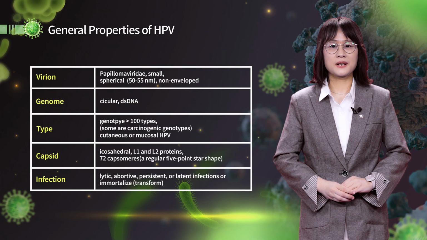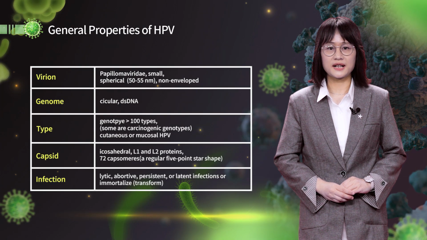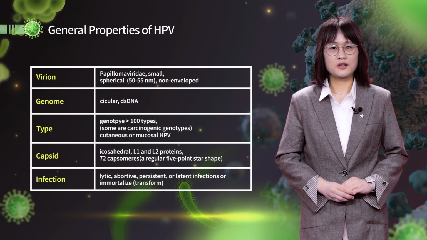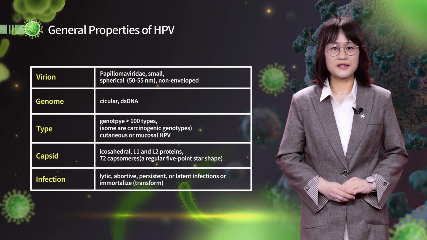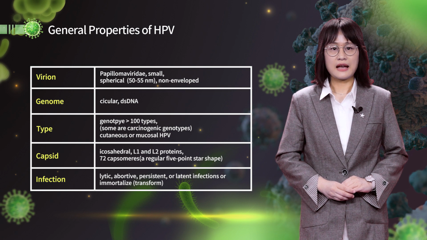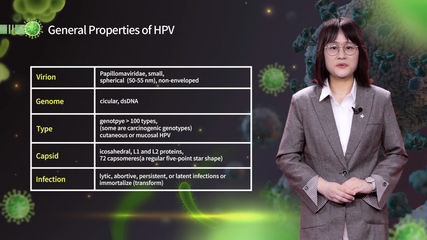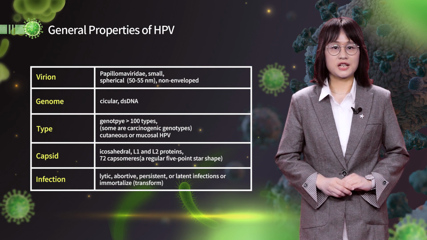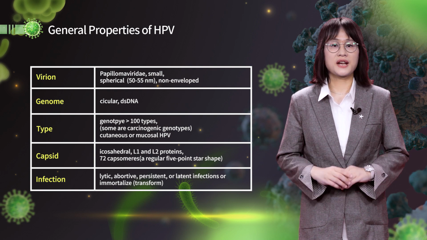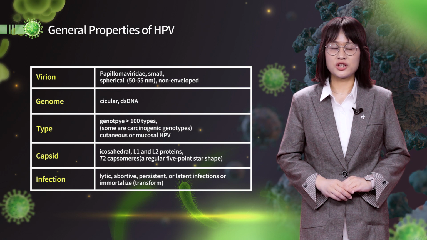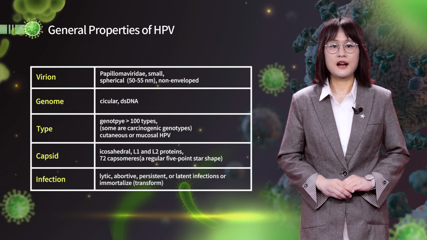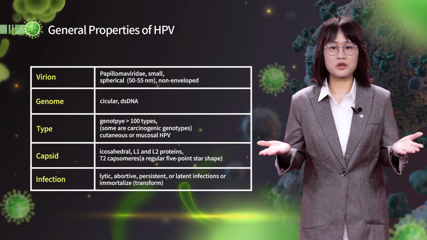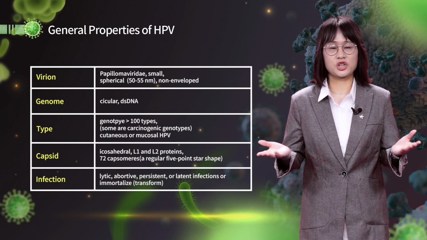The human papilloma viruses are small, non-enveloped viruses with double-stranded circular DNA genomes. At least 100 types have been identified by DNA sequence homology, some of which are potentially carcinogenic genotypes. HPV can be distinguished further as cutaneous or mucosal based on target tissue.